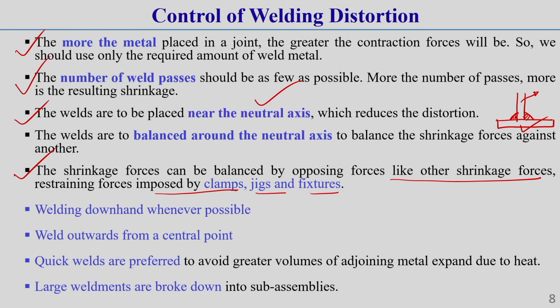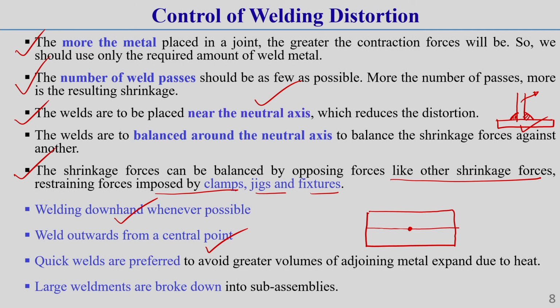Now, another thing you should keep in mind, to control distortion it is always preferable to do welding in the downhand direction. That means welding should be done whenever possible in the downward direction. Okay. Now, another thing you should keep in mind is that welding outward from the center also has a significant effect on welding residual deformation control. What does it mean? Let this be a plate. That I will also discuss in detail in the subsequent slide.